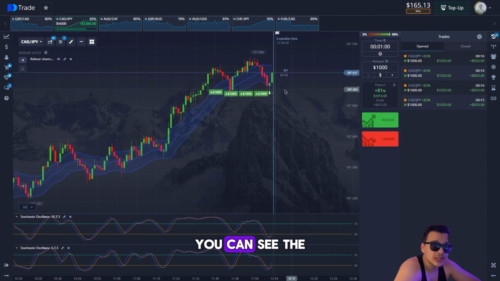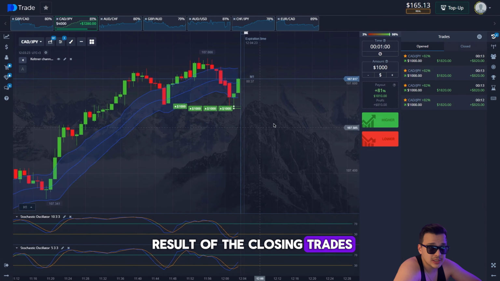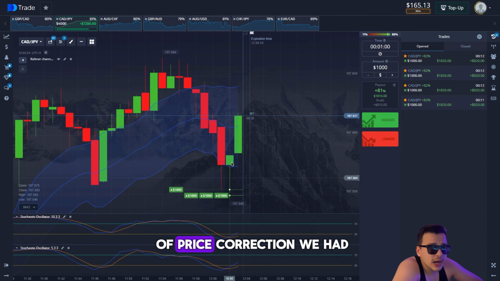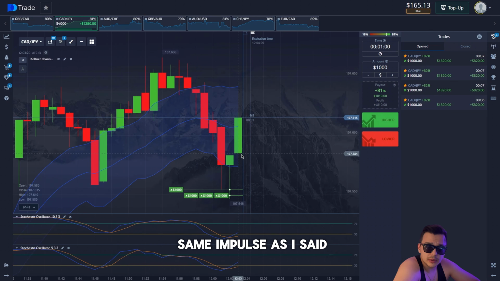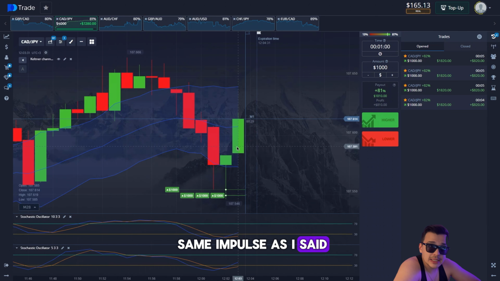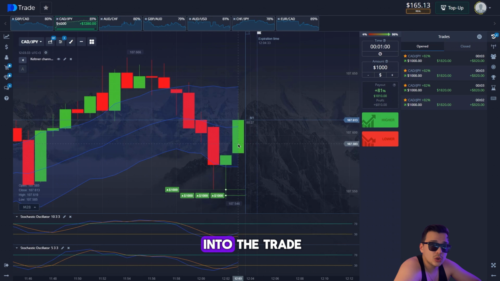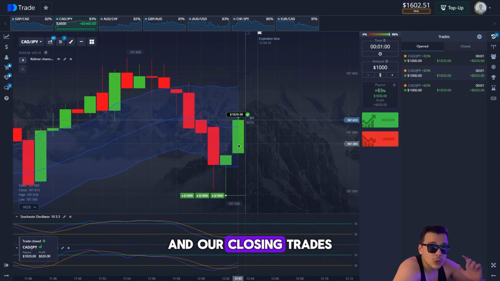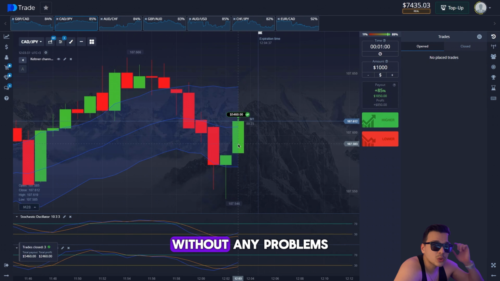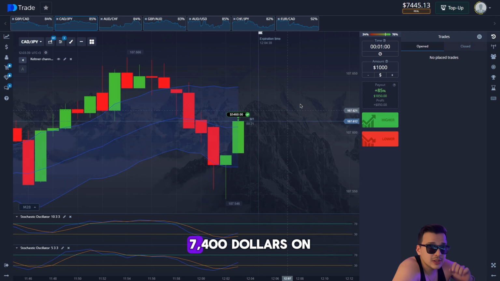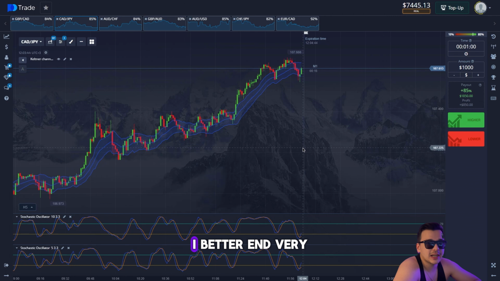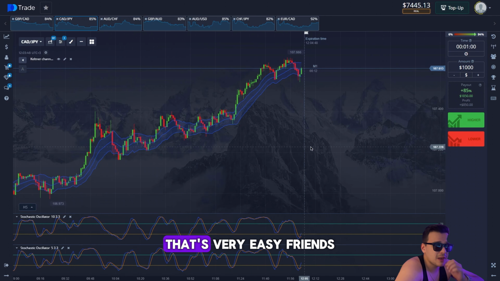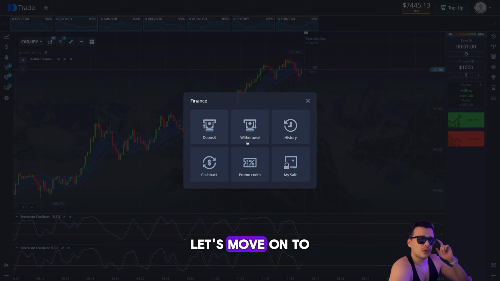And actually, you can see the result of the closing trades. Well, look, what kind of price correction we had. Such a sharp recovery of dynamics. Same impulse, as I said, a very good entry into the trade. And our trades are closed in the plus without any problems. $7,400 on the balance. On this result, I bet a very good result with $60. That's very easy, friends. Let's move on to the conclusion.